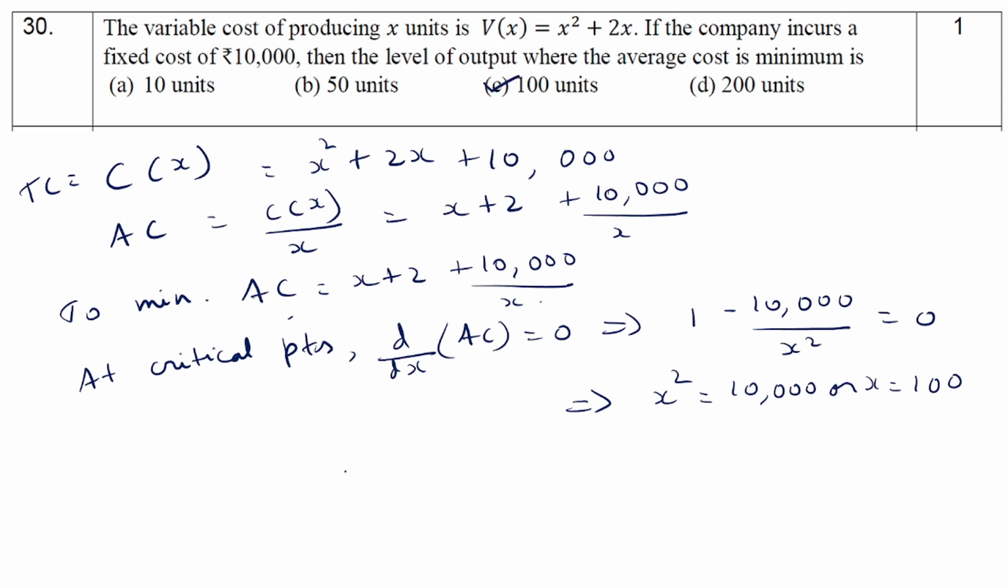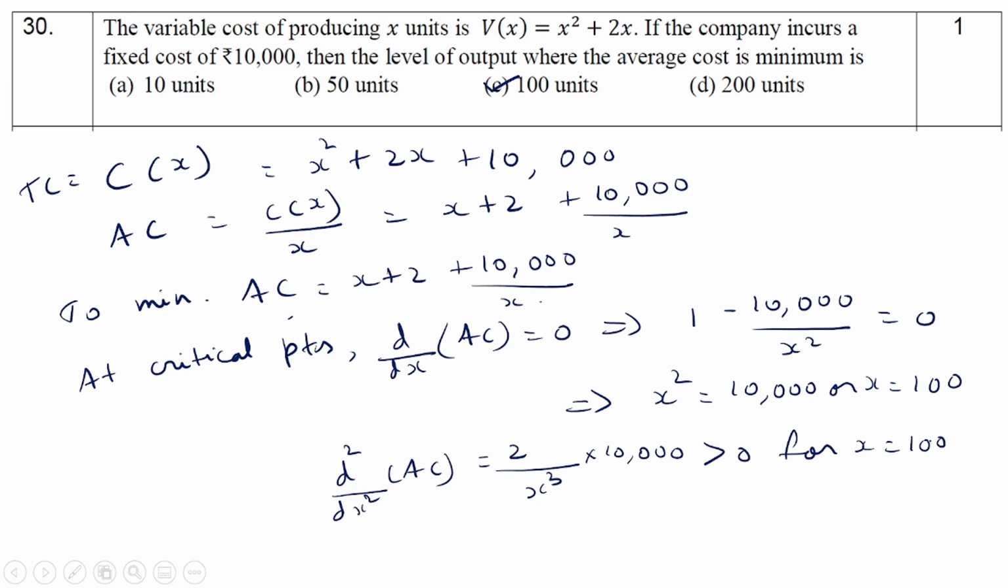Even if we find d square upon dx square, the second derivative of average cost, it is going to be greater than 0. It is 2 by x cube into 10,000. This is greater than 0 for x is equal to 100. So x is equal to 100 is a point of local minima. So it means the average cost is minimum for x is equal to 100 units.